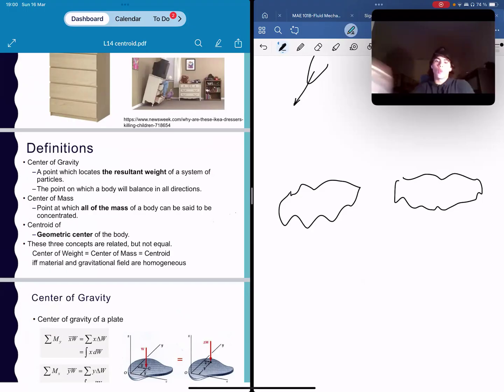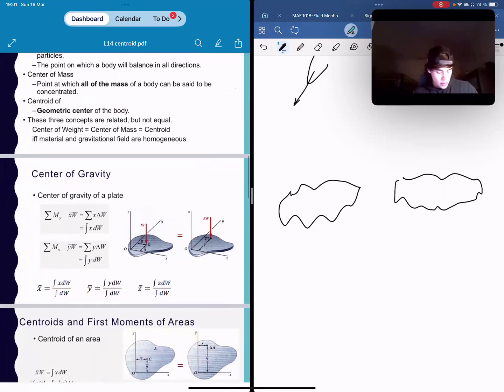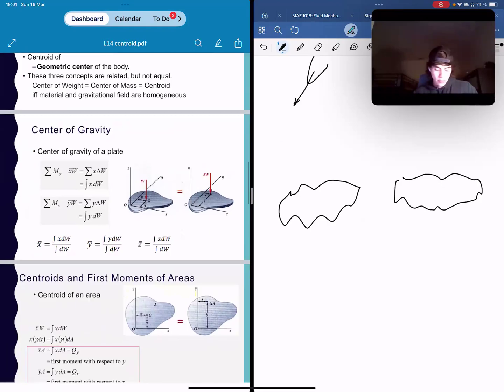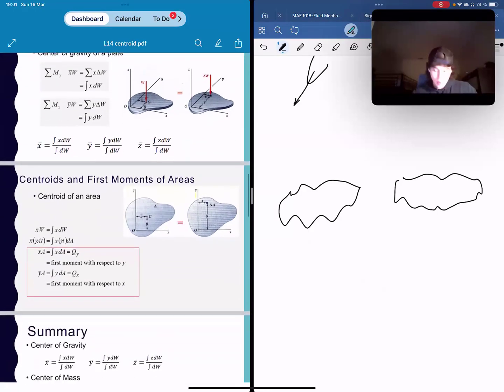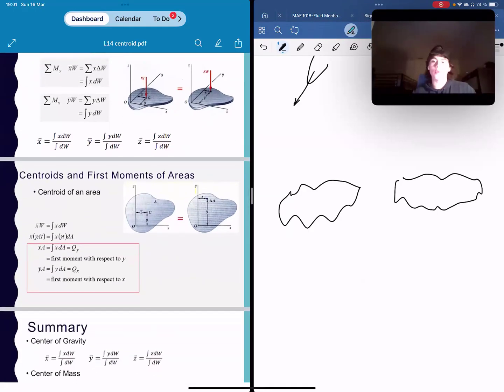So we could have the case that the center of mass, center of gravity, and the centroid are the same point for a rigid body, but we could also have different cases in which that's not true. So quick recap, 3D rigid bodies: we have x bar, y bar, z bar, and it's defined by the integral of x dW over the integral of dW, which is the total weight.